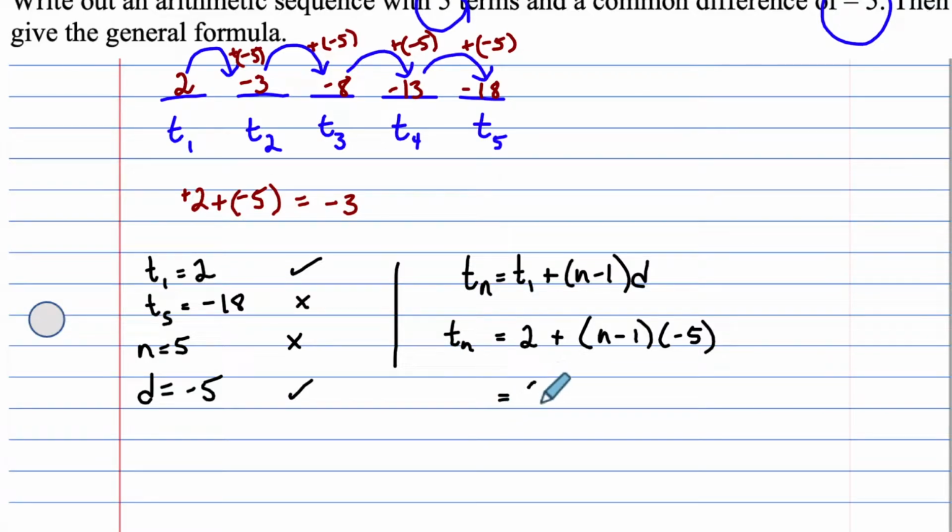We have 2, and then distribute the -5 times n, and the -5 times -1 is a positive 5. Write your variable first, and then combine 2 plus 5 is a 7. The general formula for my sequence is t of n equals -5n plus 7.